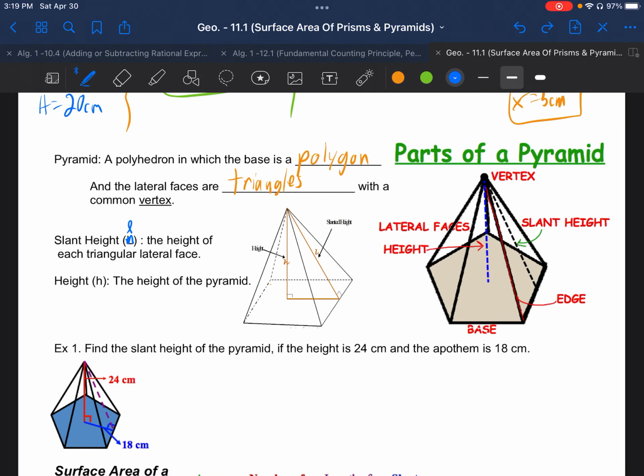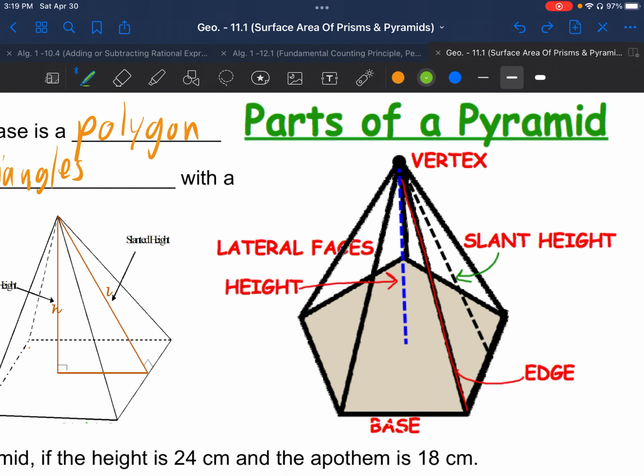Next thing is the height, which is just the height of the actual pyramid going down to being perpendicular to the base. We see that over here as well with a blue dashed line. We see some more descriptors of vocab words here. Vertex, this is the point where they all meet. Lateral faces, those are each of the triangles that are the sides.